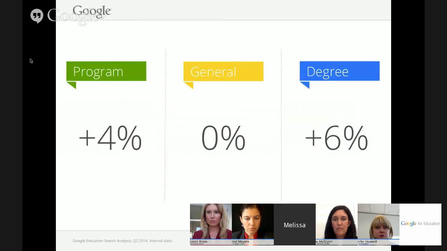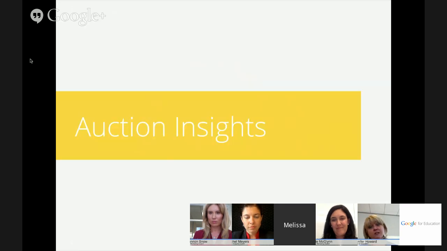And then the general terms, the medium segment, flat and still remaining relatively healthy. And then degree terms, and degrees are what someone that's specifically looking for bachelor's, associate, PhD, et cetera, is increasing 6% year over year. So we'll dive deeper into these categories to see what was driving the growth within each one. But right now, I'm going to kick it over to Rachel Myers, who's going to talk about the auction dynamics and what that really means for advertisers in Q2.